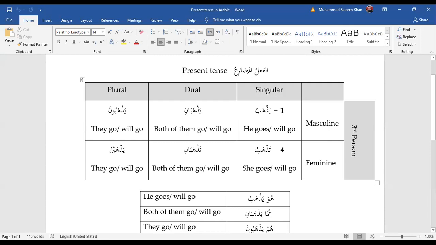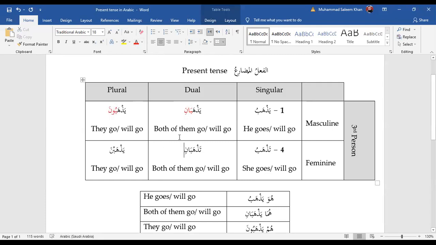All the rules of the past tense will be applicable to the present tense. So basically, we are not learning something new. The ideas will be the same. The only thing that we need to learn is the present tense of the verbs that we learned in the past. So yadhabu, he goes, and yadhabani, both of them go or will go. Yadhabani. So you see here, ani is used for dual. So ani gives the sound of dual, and we have yadhabuna. Una gives the sound of plural for masculine.